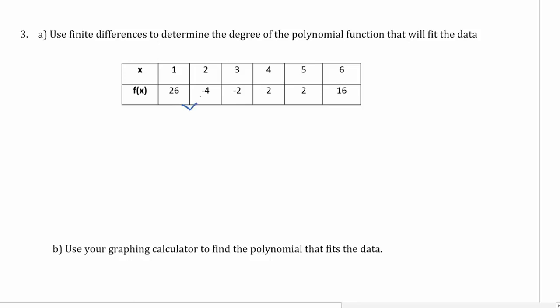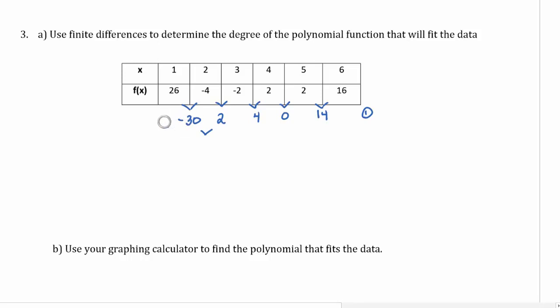Okay, so now I'm going from positive down to a -4. To go from 26 to -4, I'd have to subtract 30. To go from -4 to -2, I'd have to add 2, right? Because -4 plus 2 is -2. To go from -2 to 2, I'd have to add 4. To go from 2 to 2, I'd add 0. And then from 2 to 16, I would add 14. Okay, so that's row 1. It's very important that you're checking your computations. You need to get these right, otherwise it's not going to work.